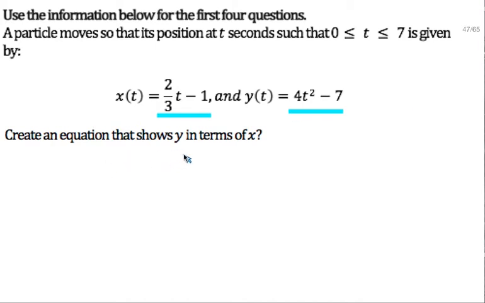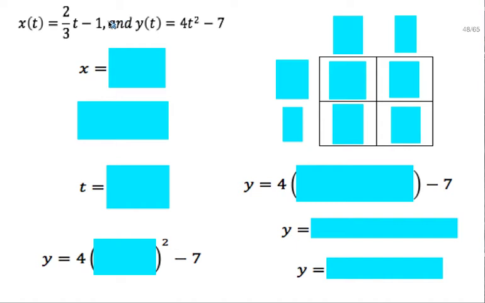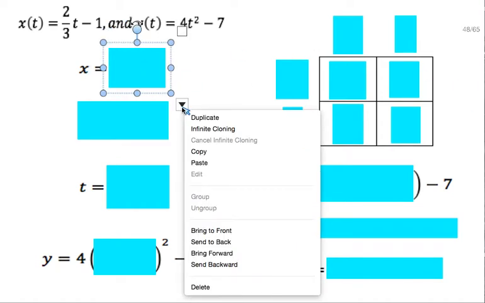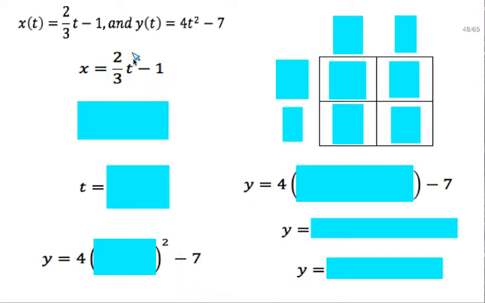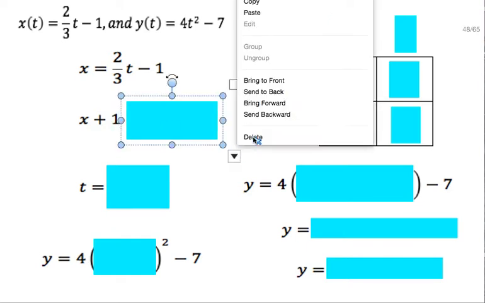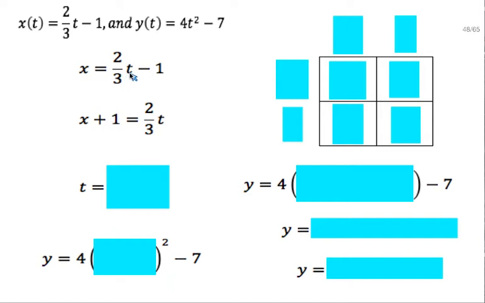remember with the rectangular equation you have one of your variables on one side of the equal sign and everything else with the other variables on the other side. And this time we want y in terms of x, so y is going to be on the left side and x and all our other numbers are on the right. So to do that, we're going to first take our x formula and solve for t. We need to add 1 to both sides of the equation, and that leaves us with x plus 1 equals 2/3 times t.